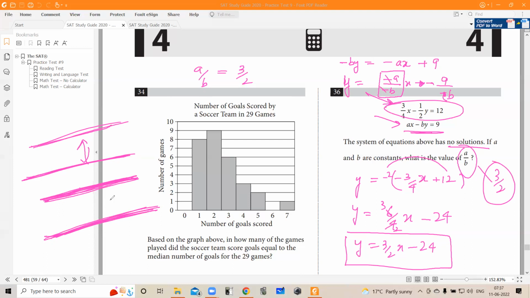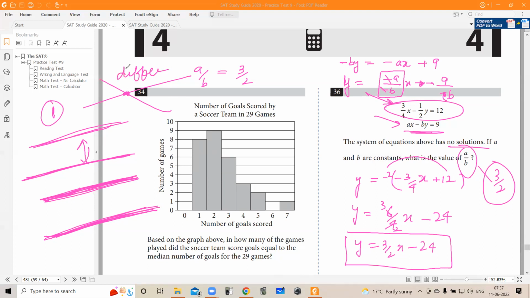And if you're having one solution, they're perpendicular? No, not perpendicular. They can be at any angle. If they have one solution, they have different slopes. Whatever the y-intercept is, it can be the same or different. But for getting one solution, the slope should be different.